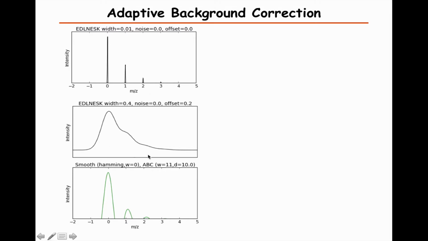But if we then do a combination of smoothing and, in this case, actually only adaptive background correction, we see that we can lift out the three peaks. But as you see, they're not very well defined. The first one is close to 0, but this should be at 1 and that should be at 2. So we might be able to lift out the peaks, but we also introduce a distortion.